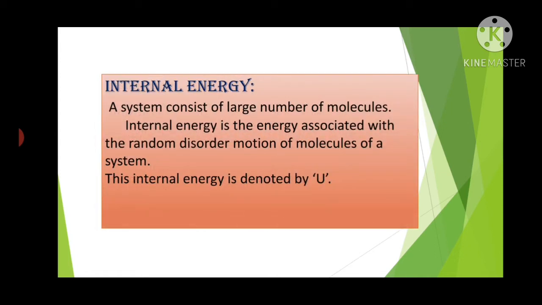Internal energy. A system consists of a large number of molecules, or we can say atoms. So what is internal energy? Internal energy is the energy associated with random disordered motion of molecules of a system. In this chapter the internal energy will be denoted by capital U. Now let us see more about internal energy.